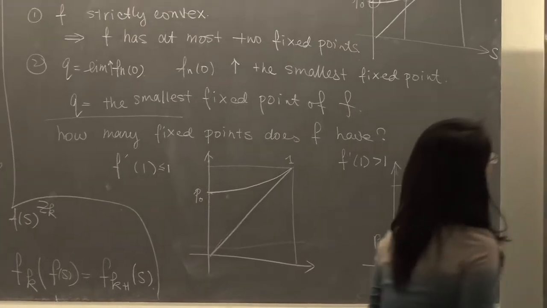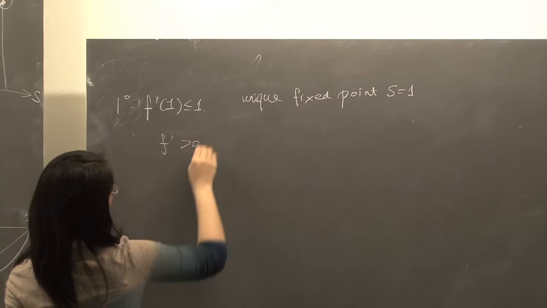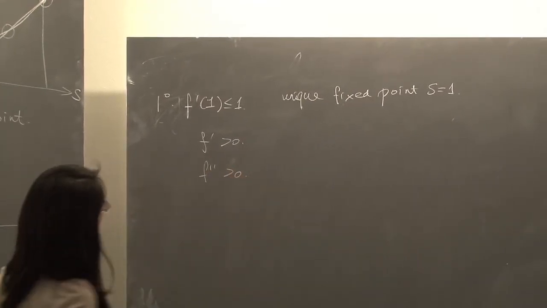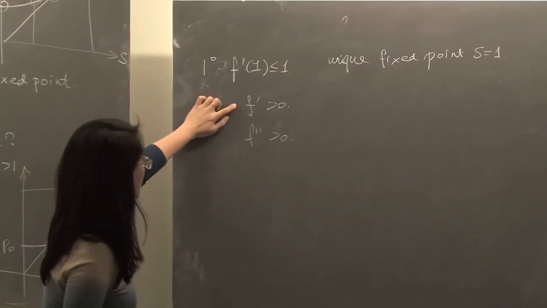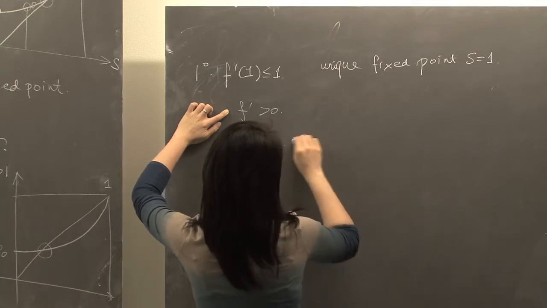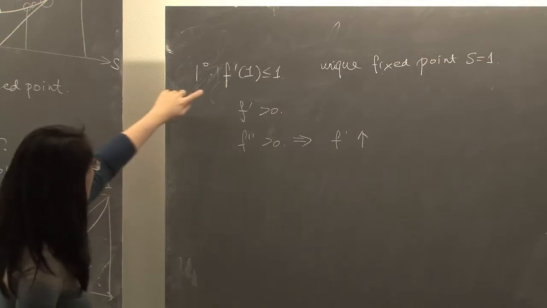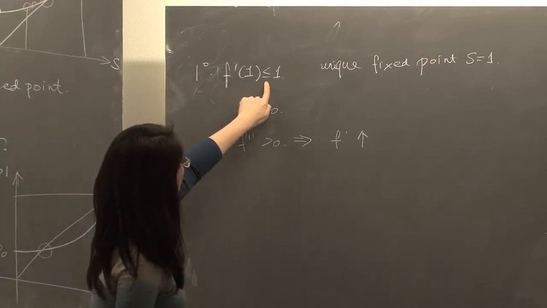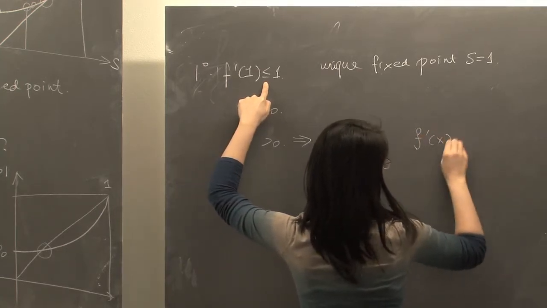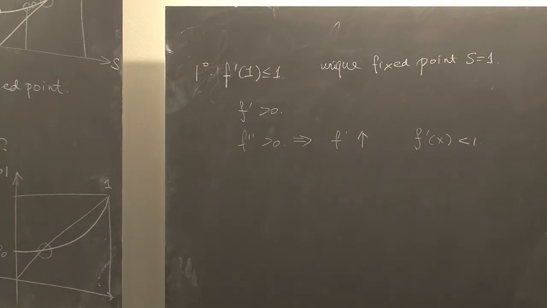So now we know that the derivative of f is strictly positive, and the second derivative is also strictly positive. So this implies that the derivative of f is increasing. And we know that the derivative of f is less than 1 at 1. So this tells us the derivative of f is strictly less than 1 for x smaller than 1.